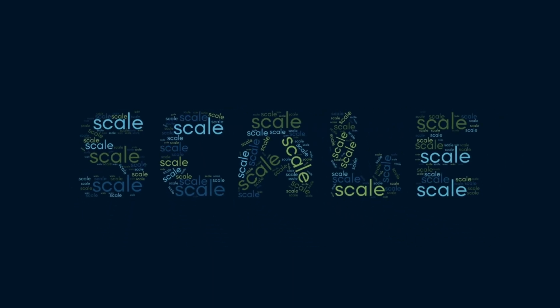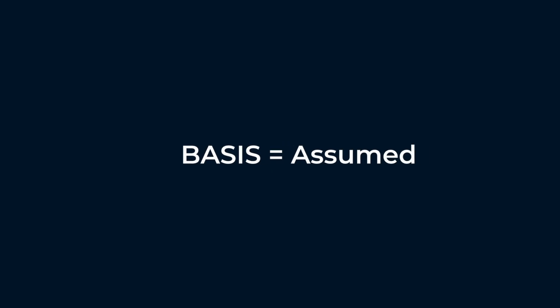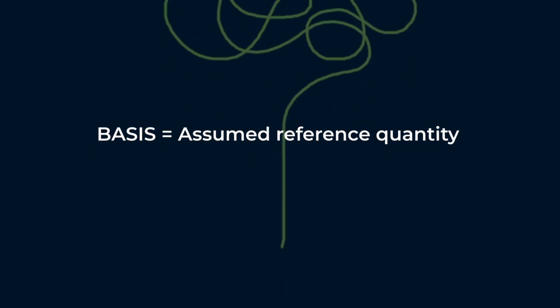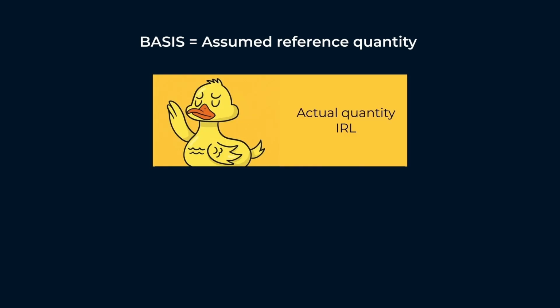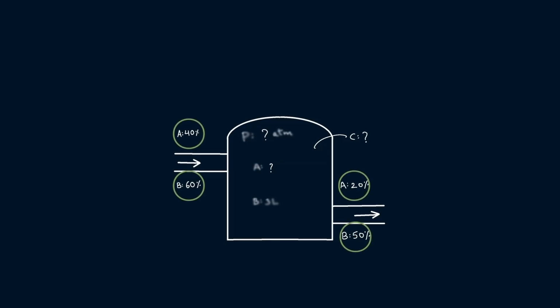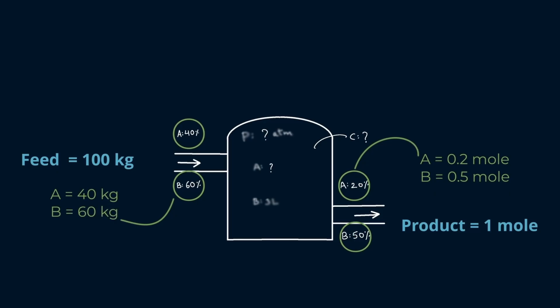The basis we select defines the scale of our calculations. A basis is an assumed reference quantity for our system used to simplify calculations. We are not saying this is the actual quantity in real life, just what we are going to base our calculations on. For example, if only concentrations are known but not the flow rates, we can choose a convenient basis like 100 kilograms of input material or 1 mole of output material.